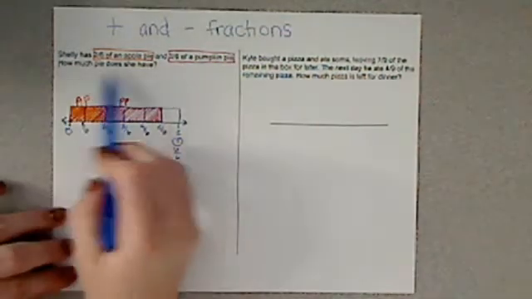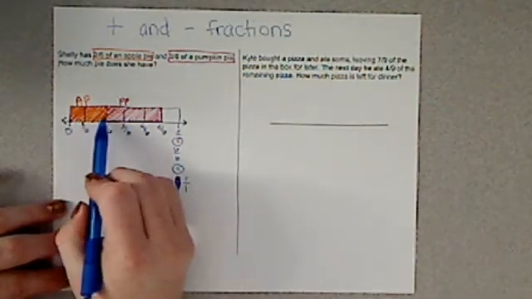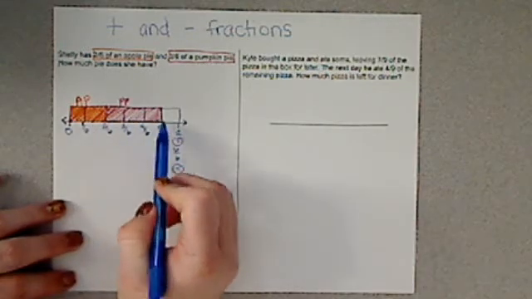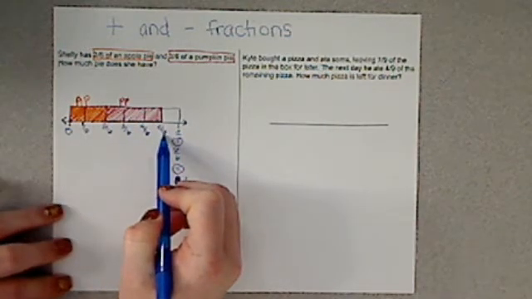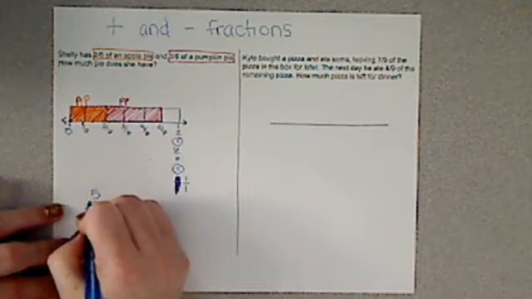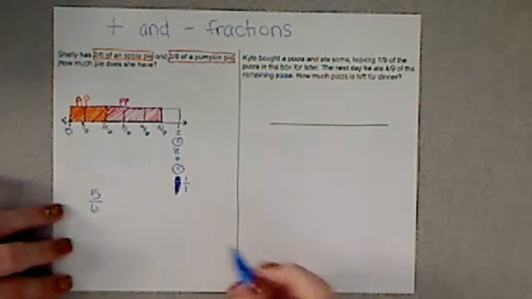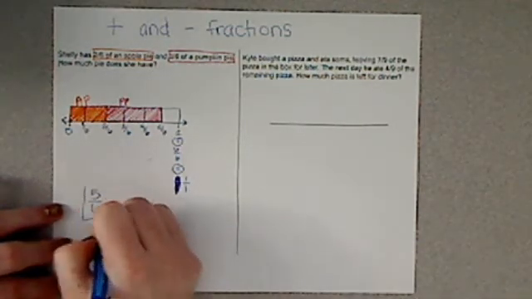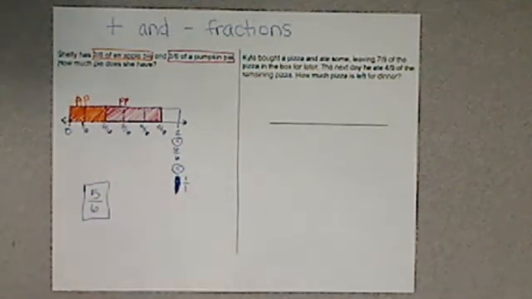So how much pie does she have? Well, with the apple pie added to the pumpkin pie, I can see according to my number line that it's 5 pieces out of 6 total, which is my final answer. Okay.